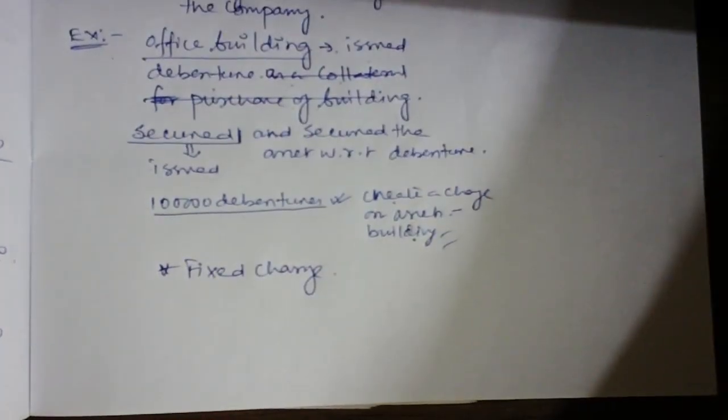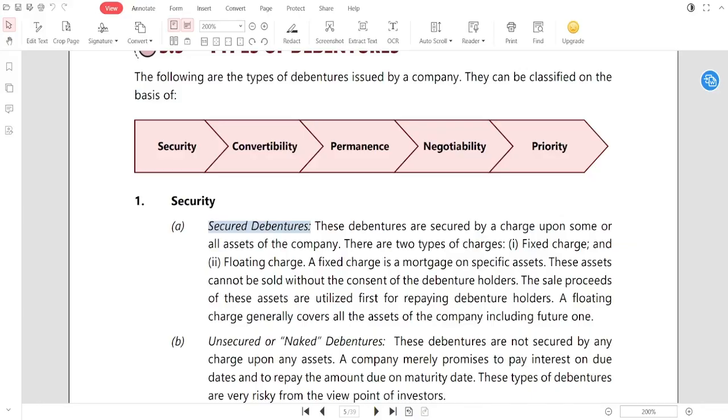Let's discuss. See, in the given case there are two types of charges, mainly fixed and floating. A fixed charge is a mortgage on a specific asset. This asset cannot be sold without the consent of the debenture holder, because the debenture holder has the right on the asset, not the company, and the sale proceeds of this asset are utilized first for repaying the debenture holder. And a floating charge generally covers all the assets of the company including future ones.